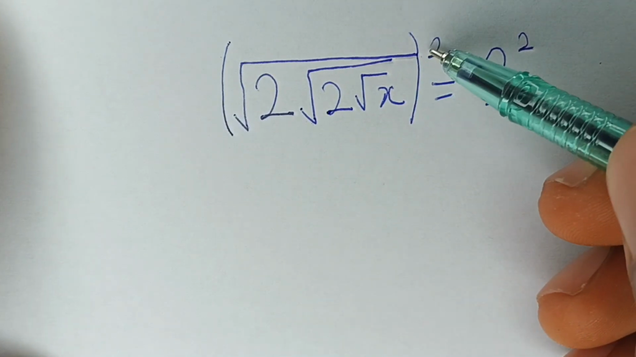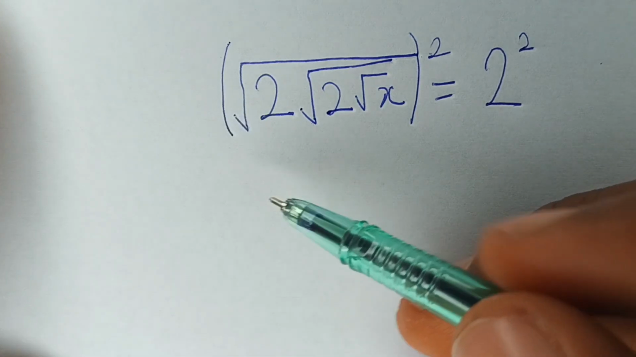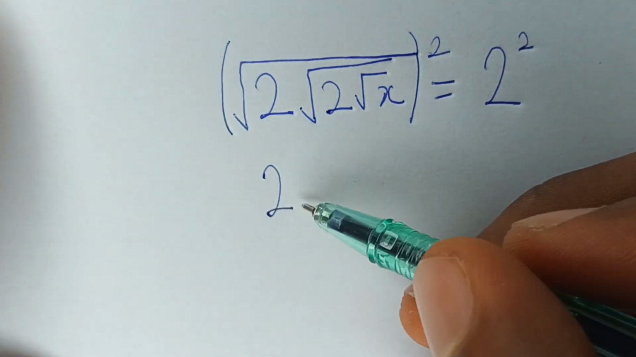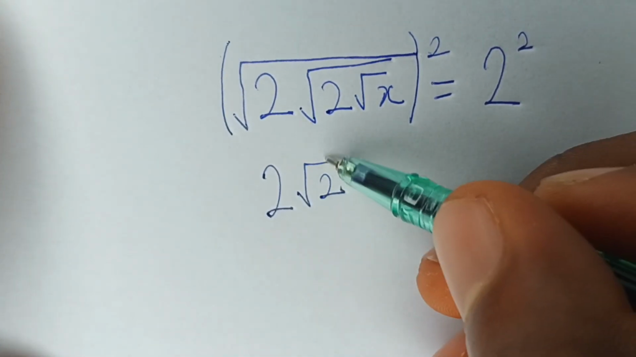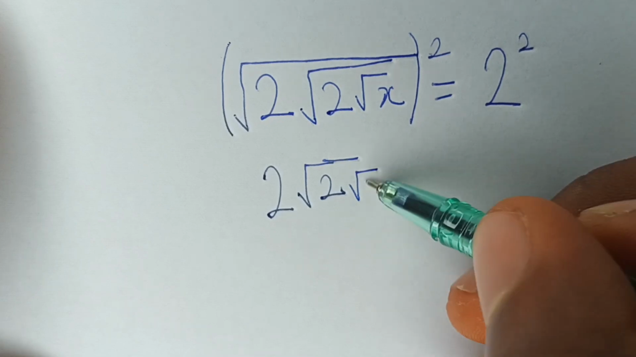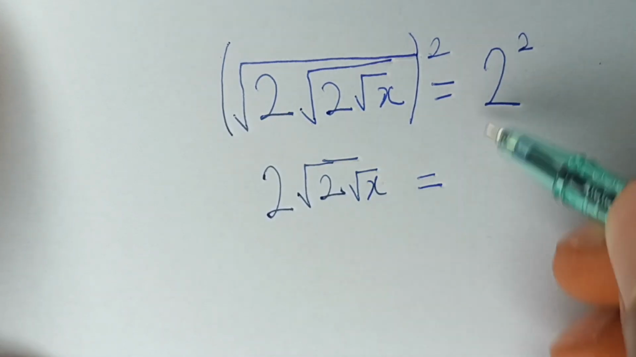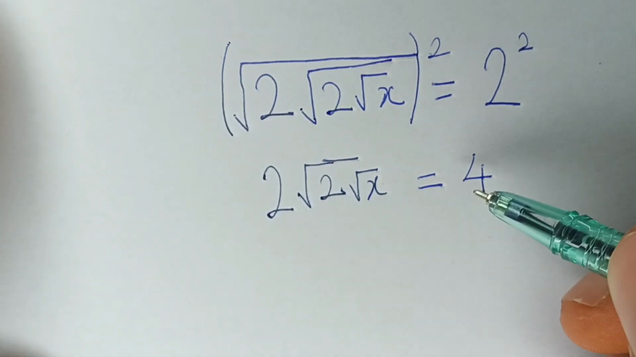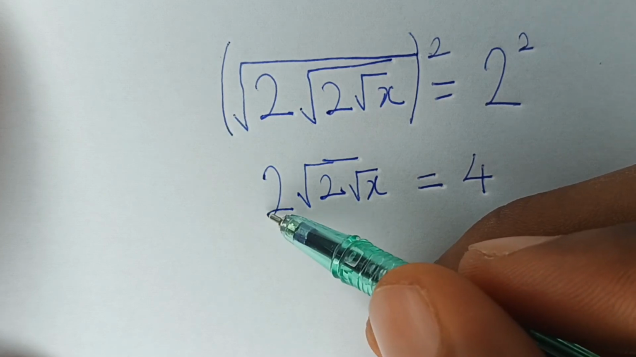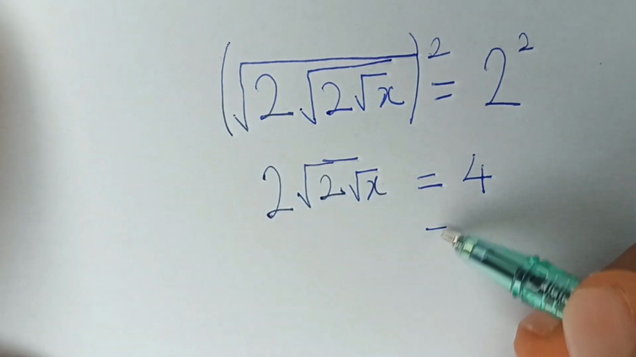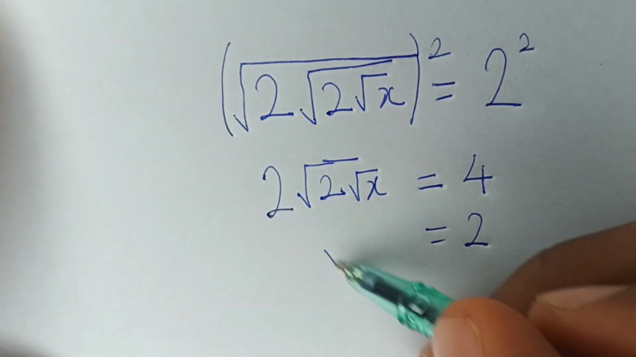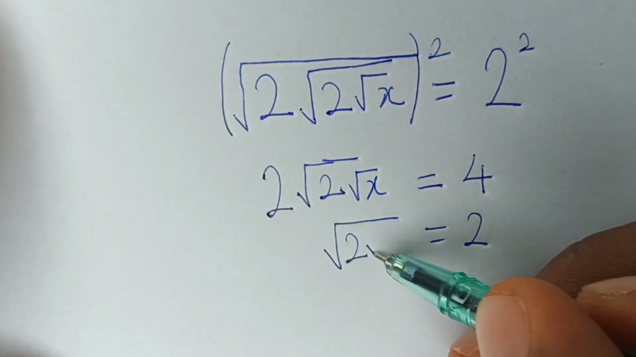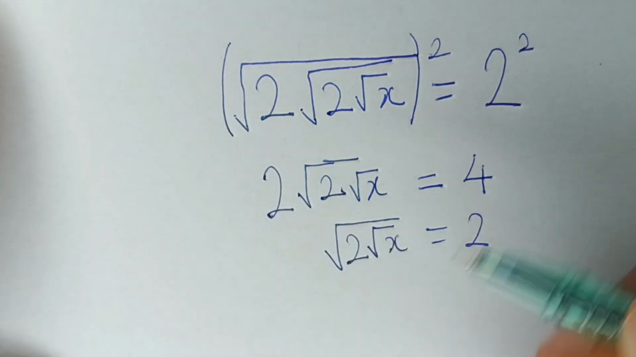Now, this power will take the big square root out, so we are left with 2 times square root of 2 times square root of x to be equal to 2 squared, which is 4. From here, you can see that this 2 can take 4. So what's left here is 2. Then we have square root of 2 times square root of x.